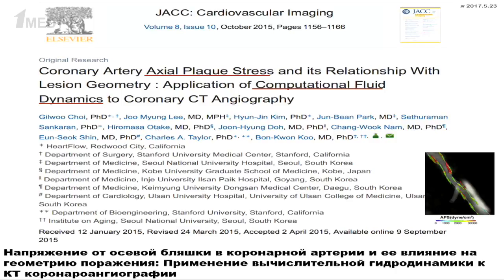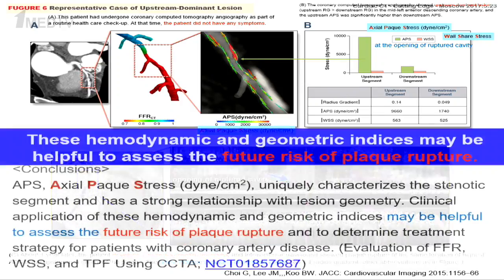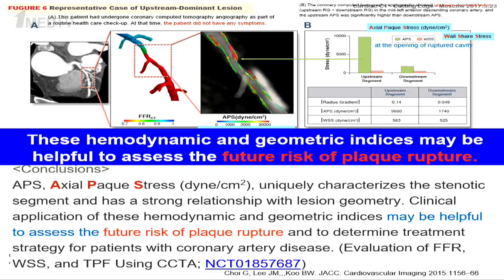This is also the shear stress assessment using computational fluid dynamics. We can measure the wall shear stress using the anatomy. So these hemodynamic and geometric indices may be helpful to assess the future risk of the plaque rupture.